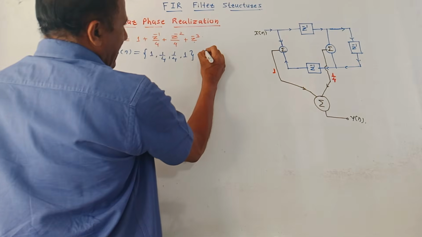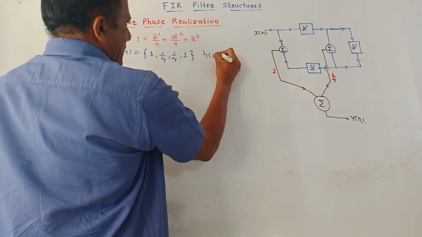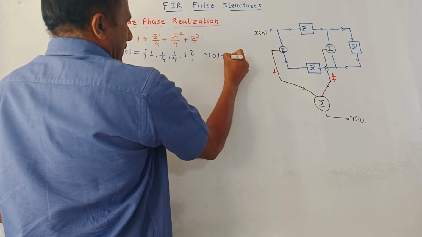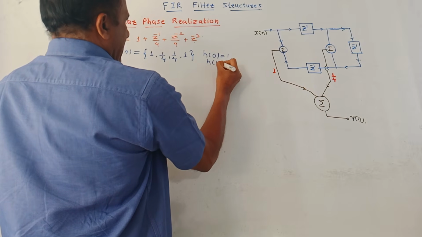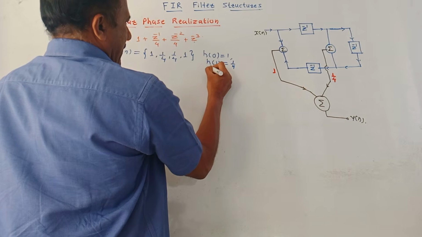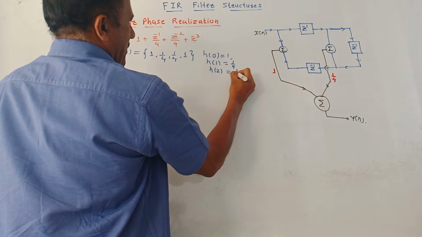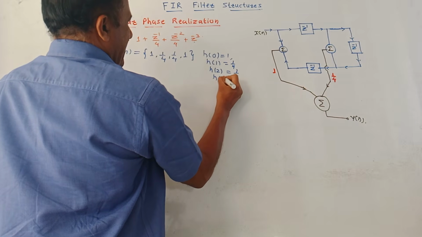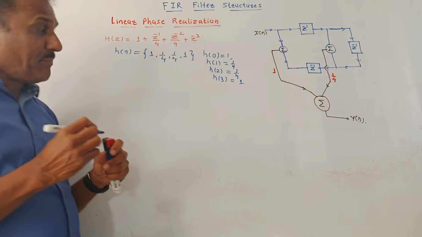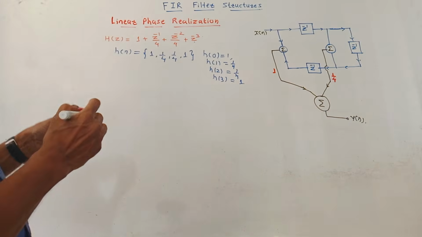So from this we can well say h of 0 is equal to 1. Then h of 1 is equal to 1 by 4. h of 2 is equal to 1 by 4. h of 3 is equal to 1. Alright. Now how to draw the structure?